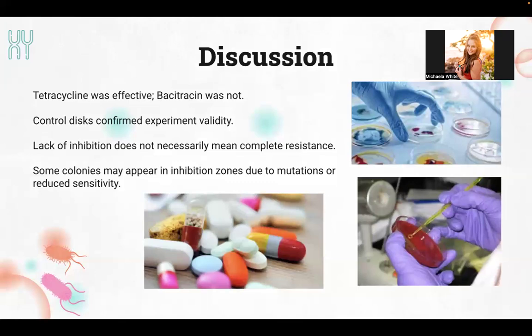Okay, and then our discussion. Tetracycline effectively inhibited bacterial growth, while bacitracin did not. The control discs confirmed that the results were purely from antibiotic resistance and not because of the paper discs themselves. The lack of inhibition does not always indicate full resistance. Some bacteria may still respond to higher doses. Occasionally, colonies within zones indicate mutations or reduced sensitivity.